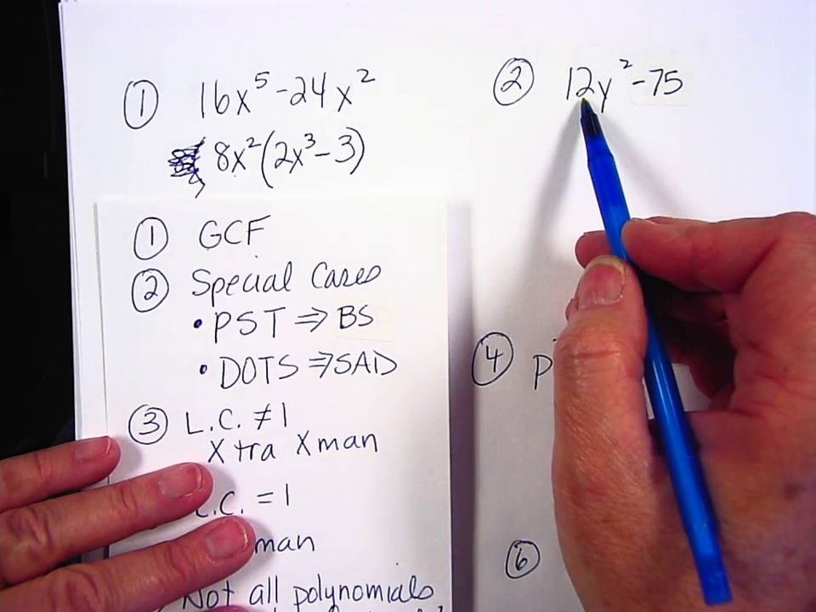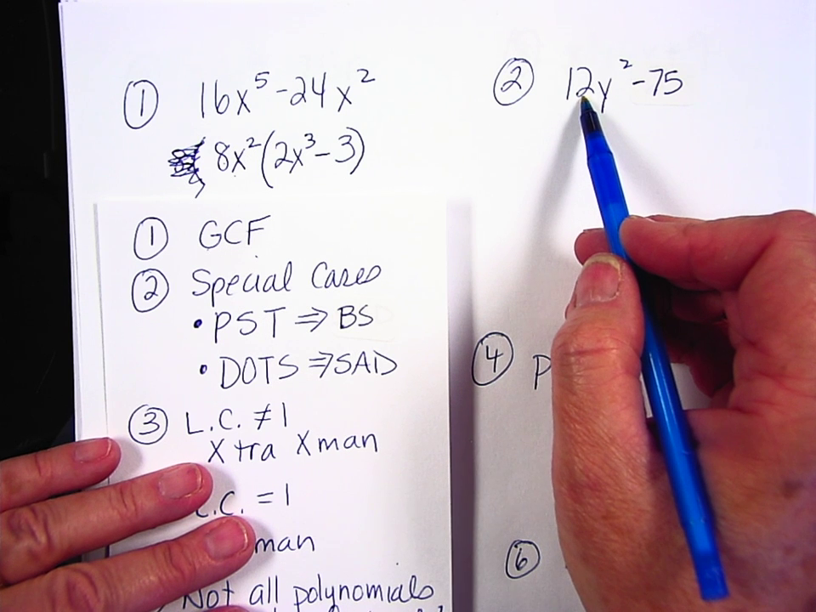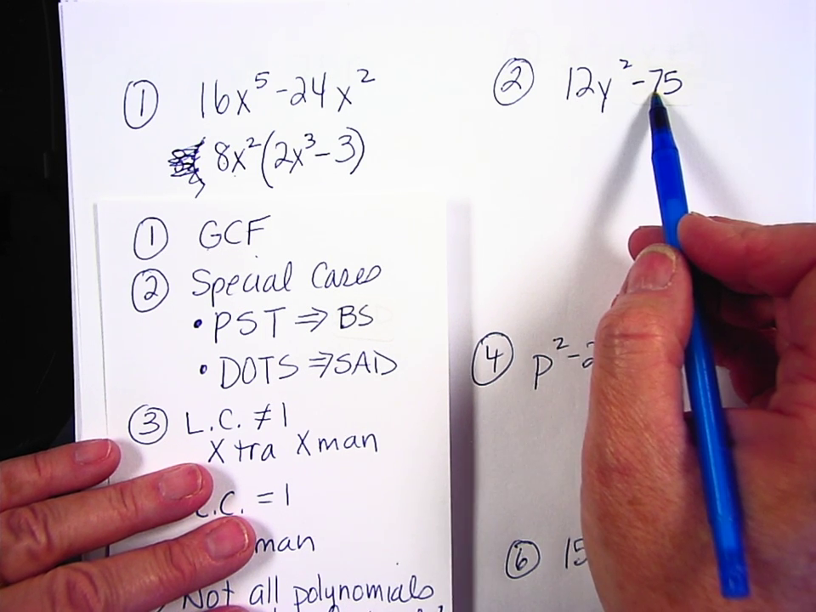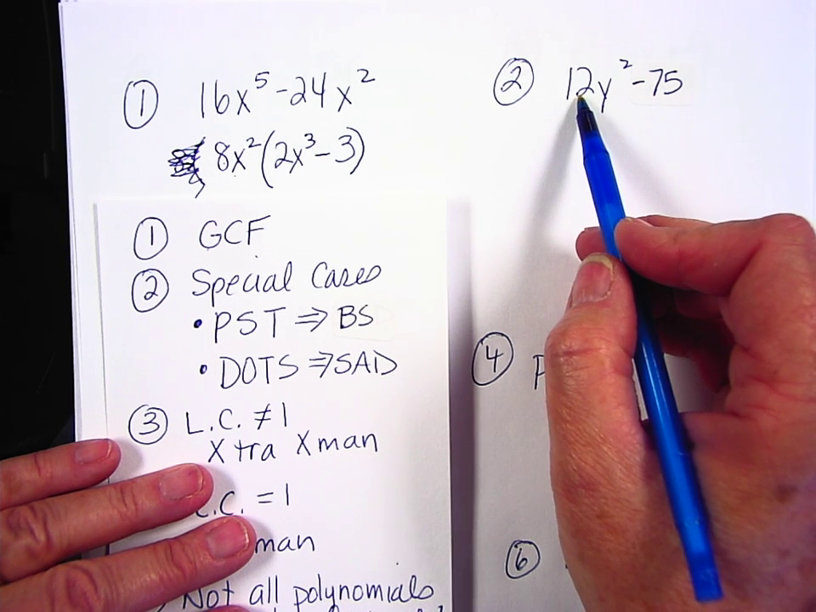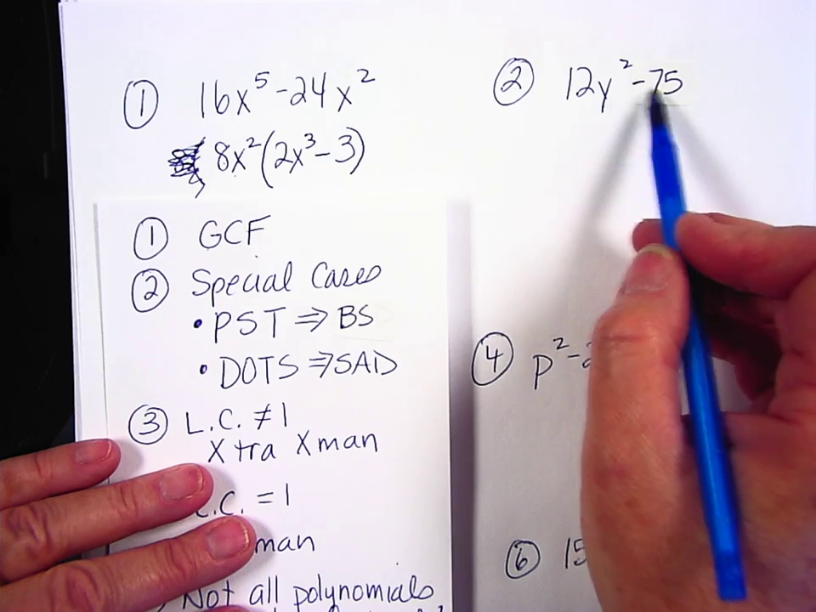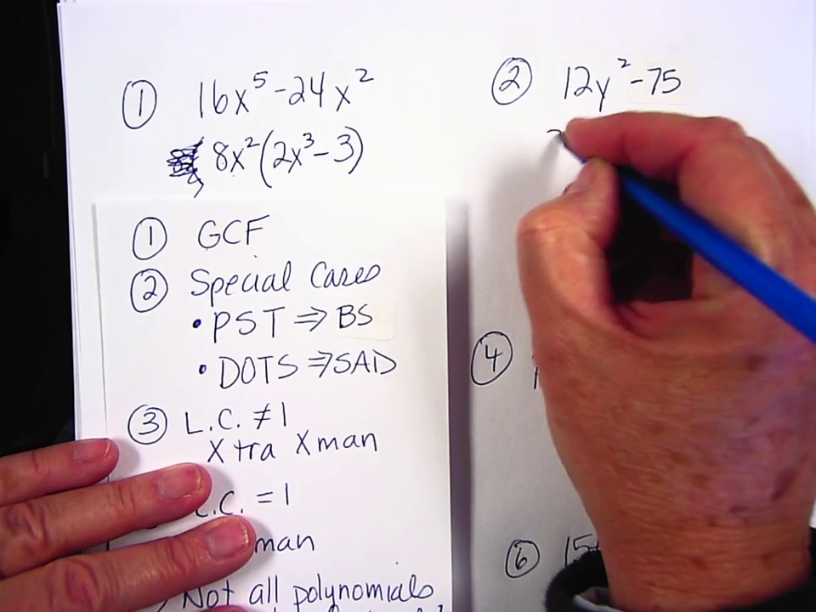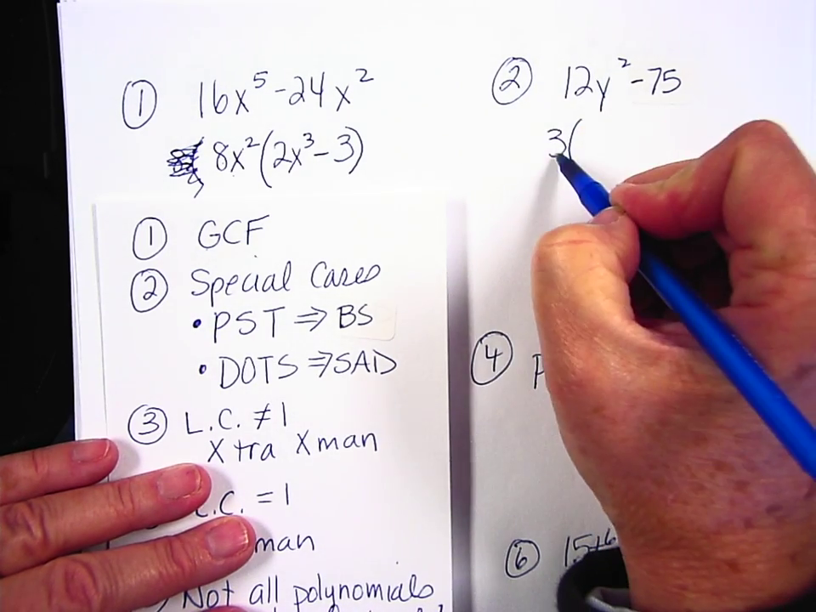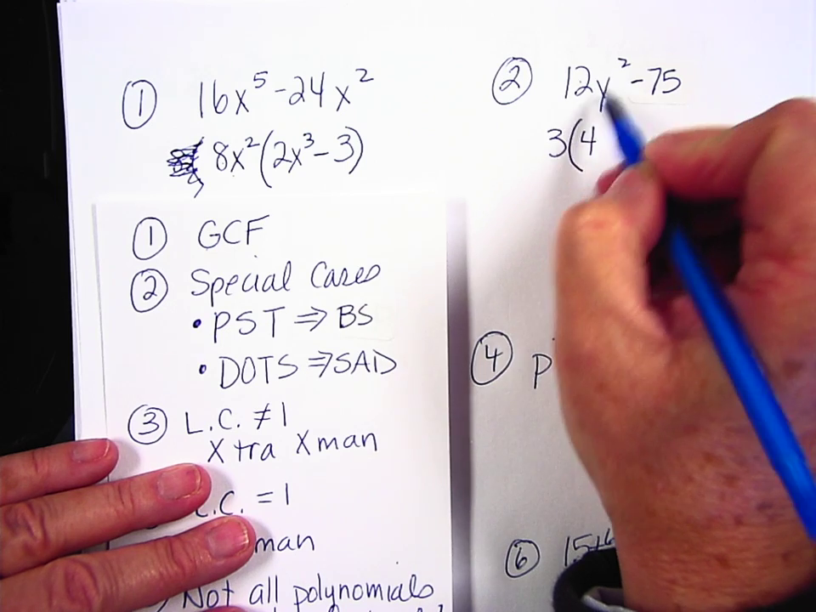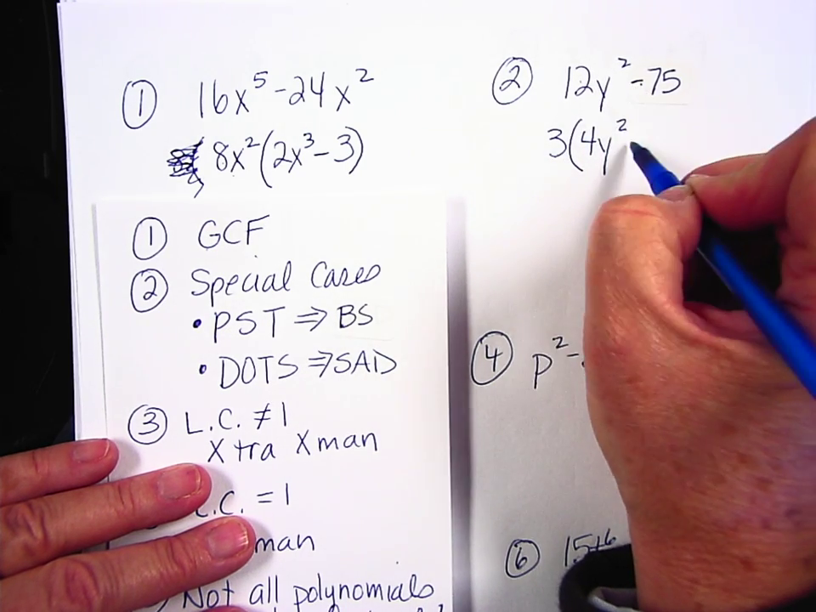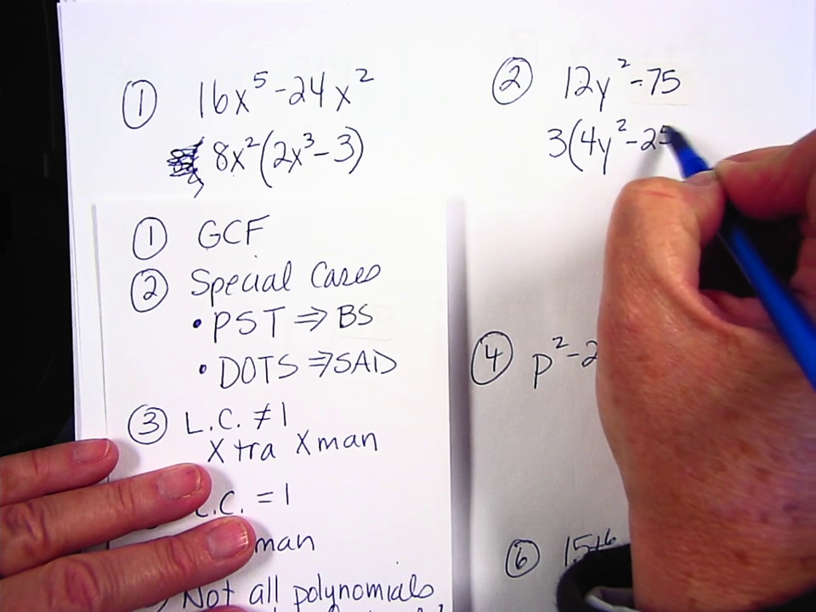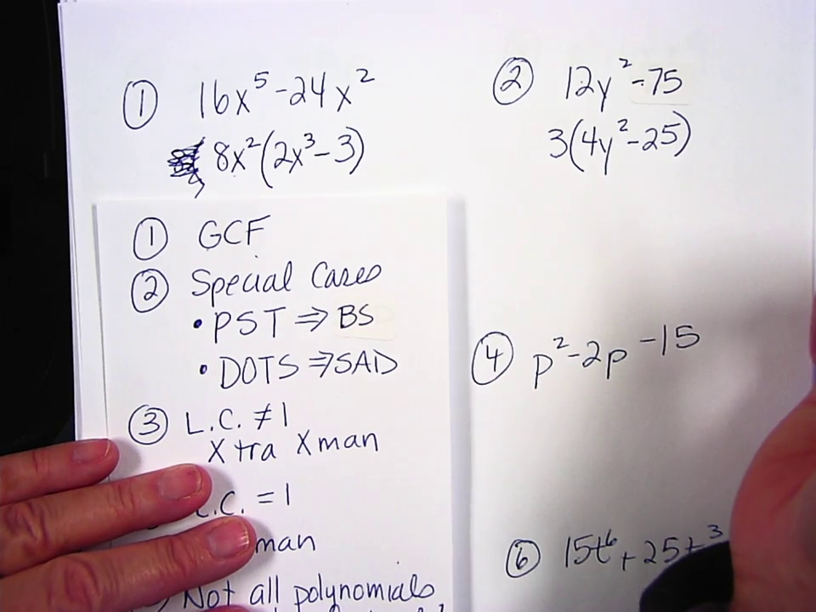First thing I'm going to do is look for a GCF. Let's see. This is 25 times 3. This has a factor of 5. This doesn't. Wait a minute. These both have a factor of 3. 3 times 4 is 12, and I still need 2 more y's. And 3 times negative 25 is negative 75.